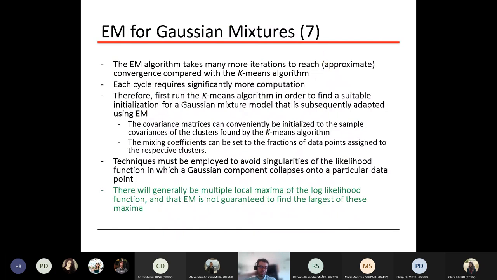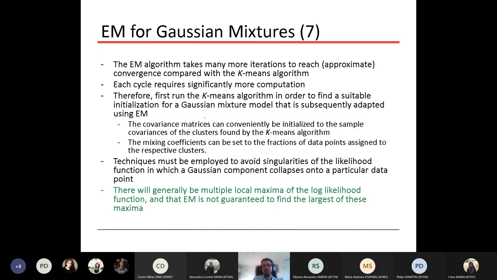Cool. The expectation maximization algorithm is way more complex than k-means. For the same data set, it takes more iterations in order to converge, but it can model more complex distributions. So it should be able to find a better representation of the original data.